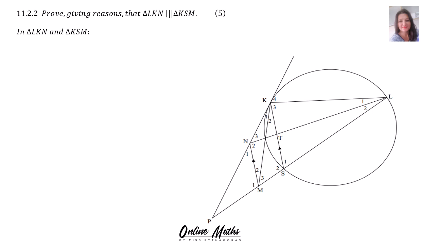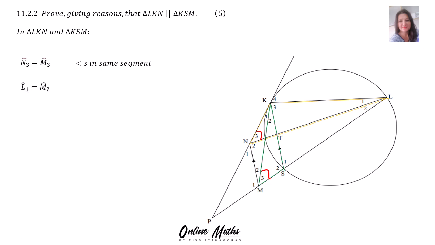(11.2.2) Prove, giving reasons, that triangle LKN is similar to triangle KSM. So we start in the two triangles. Angle N3 is equal to M3, and the reason is angles in the same segment, because in the previous question we proved that KLMN was a cyclic quad.